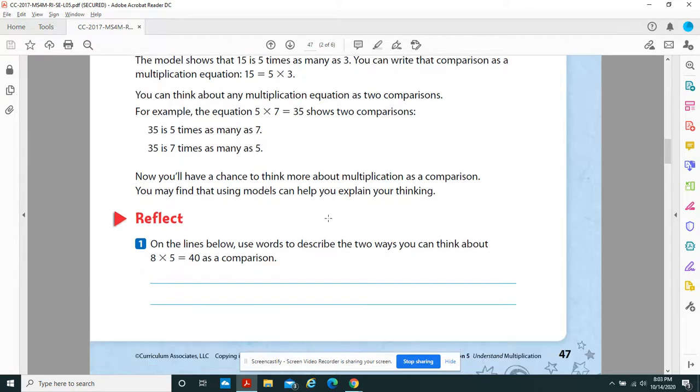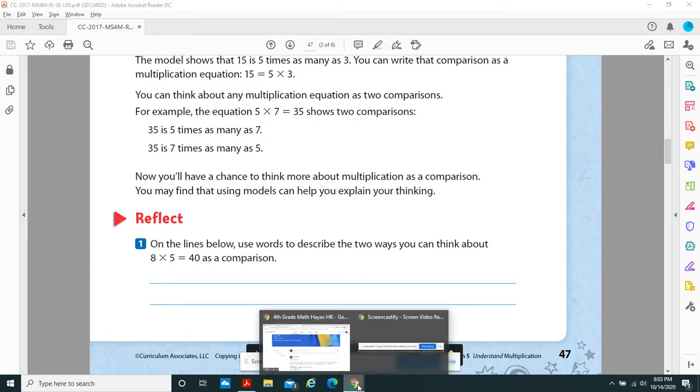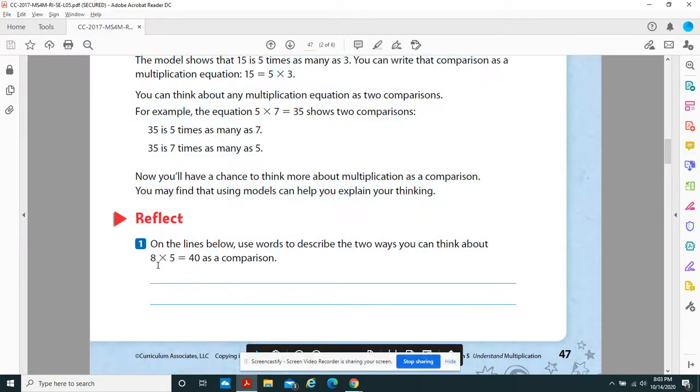Now let's look at our reflect. On the lines below, use words to describe the two ways you can think about 8 times 5 equals 40 as a comparison. All right, so to do this, we would write 8 times 5 as 8 times as many as 5.